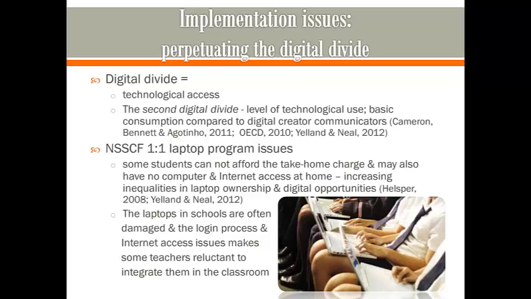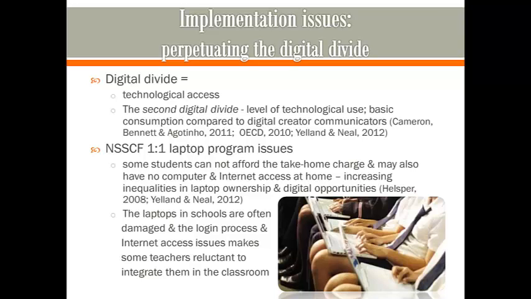So the digital divide, let's be real clear here first, originally a couple of decades ago was specifically about technological access. So it was all about students who had access to computers and students who didn't. And then after a while it became about students who had access to computers and the internet, and some did not.